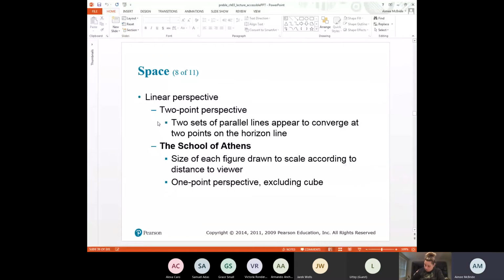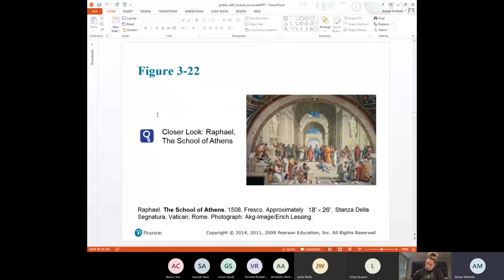And of course, like it says, certain paintings can have more than one perspective. We don't usually look at those in this class, but if you take another art history course, then we would get into examples of those. And here is the School of Athens. Any guesses as to where that vanishing point is?